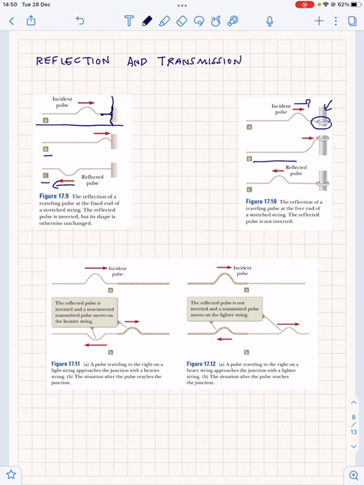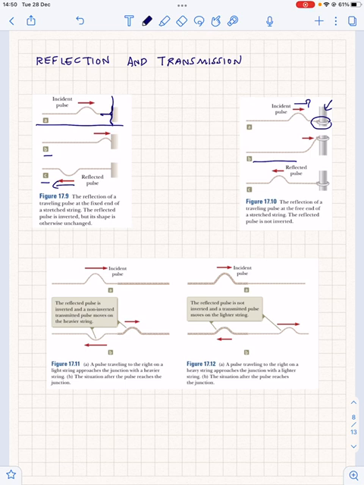As we can see, the reflected pulse will go backwards. It's not inverted, as we had in the first case. So it's not inverted. It's the same as the incident pulse. Okay, so that is case number 2.